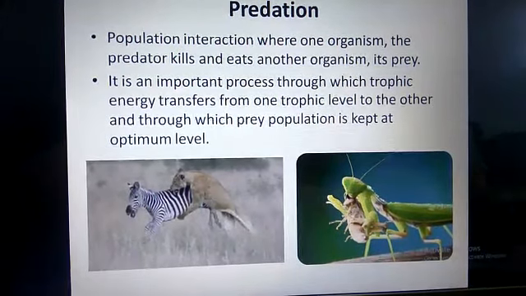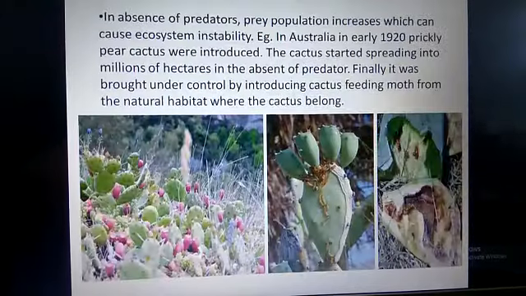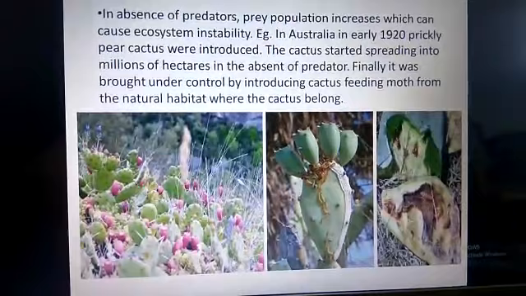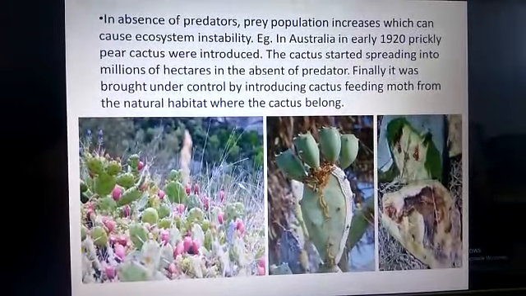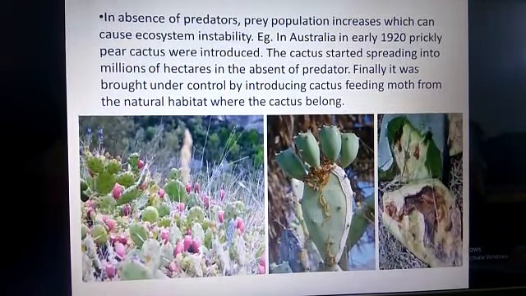Predation is an important process because it is through this process that energy is transferred from one trophic level to another, and it is through this process that the prey population is kept at optimum level. In the absence of predators, the prey population increases, which can cause instability in the ecosystem.